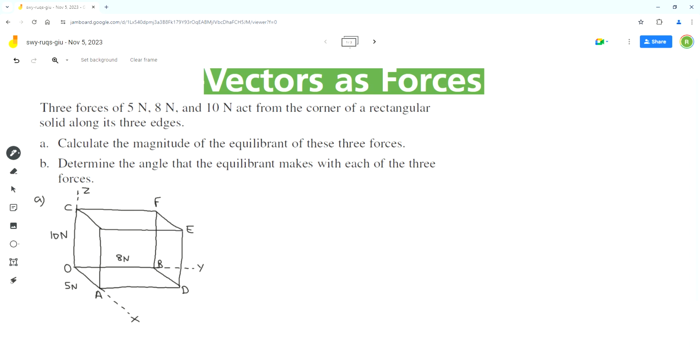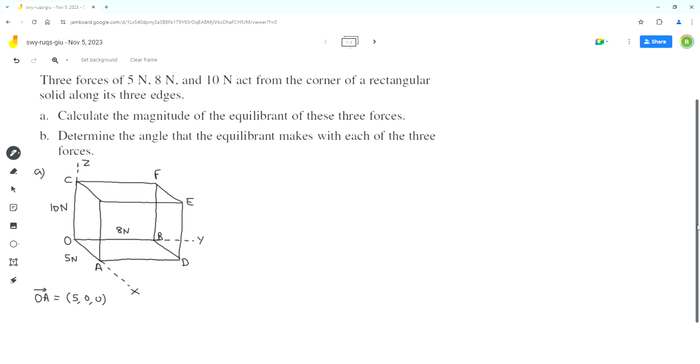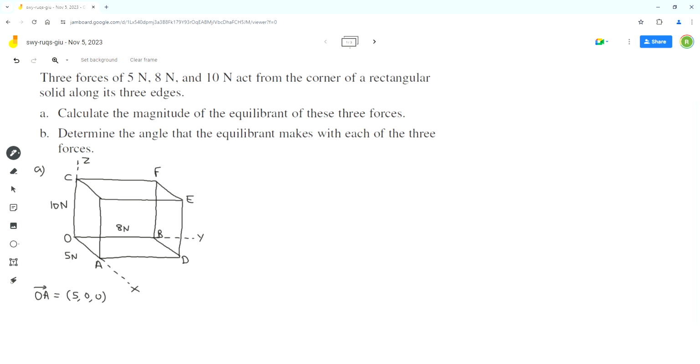So vector OA can be used to represent the 5 Newton force, and vector OA is equal to (5, 0, 0), because if the force is acting along the x-axis, then its y and z components will be equal to 0. This is a very important concept we need to understand and memorize. Now we can write the forces acting along OB and OC. Vector OB will be equal to (0, 8, 0), and vector OC is (0, 0, 10).